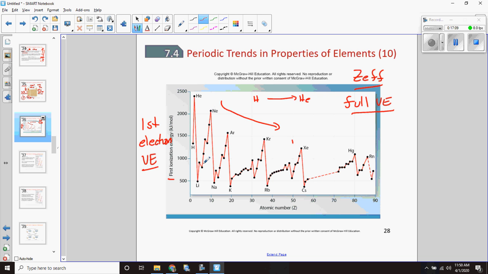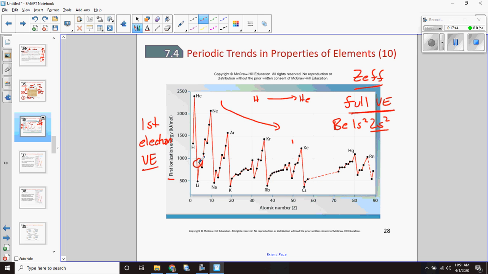You notice these little zigzags in here? What's happening? This is lithium, beryllium, boron, carbon, nitrogen, oxygen, fluorine, chlorine. Why is the ionization going up and then dropping, going up and dropping? It has to do with how full the shells are. This atom right here, beryllium, has filled the 2s orbital.